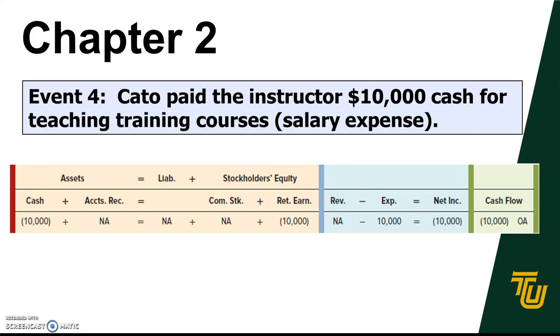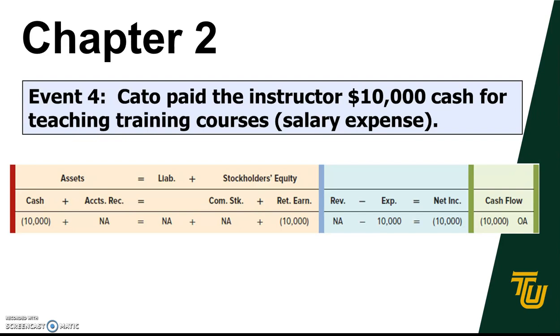Also notice our statement of cash flows in the far right. Cash is going down by $10,000. Who are we dealing with? We're dealing with our employees. Employees are part of our operating activities. So we flag that decrease in cash as an operating activity.